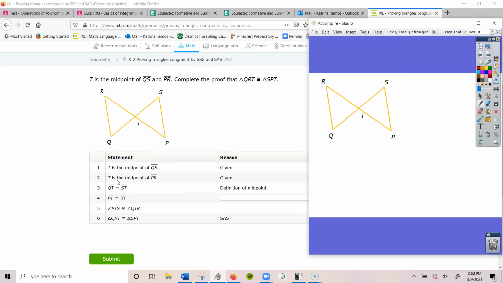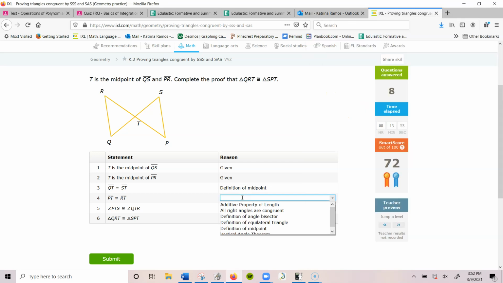Okay, so we have here that T is the midpoint of QS. So if T is the midpoint, that means that QT is going to be the same as TS. T is the midpoint of PR. So if T is the midpoint, that means that RT is going to be the same as TP. Then here it tells you QT is congruent to ST, which is what I've already marked, and that's because of the definition of a midpoint. And PT is congruent to RT, for the same exact reason. That's the definition of a midpoint.